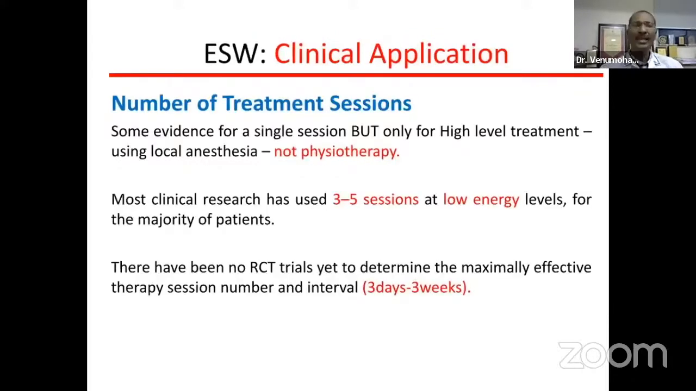And coming to the application and the repetition and how many number of sessions. Generally, most clinical research has showed 3 to 5 sessions at low energy levels for majority of the patients and 3 days for 3 weeks.